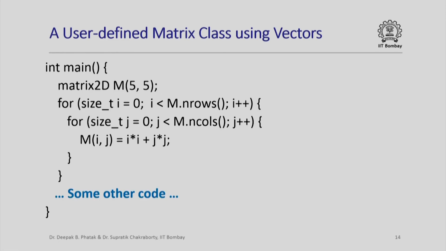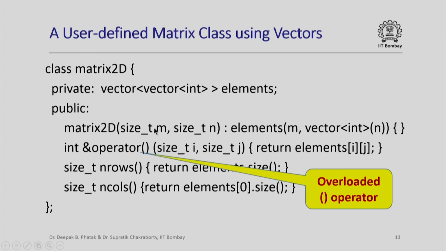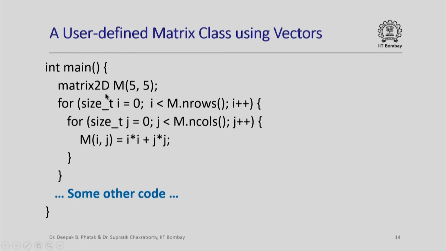So here is an example of a simple user program that makes use of the matrix2D class that we just saw. In this program, I have declared an object m of class matrix2D and I have passed 5 and 5 as the parameters to the constructor function. If you recall, the constructor function will take these two parameters, here m is 5 and n is 5, and it will simply create a vector of size 5 where each element of that vector is again an integer vector of size 5. And then here I am basically initializing the elements of this vector.